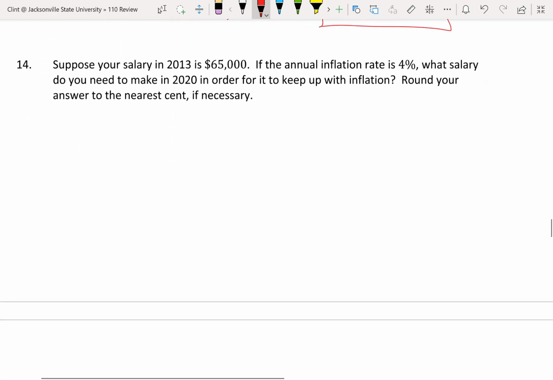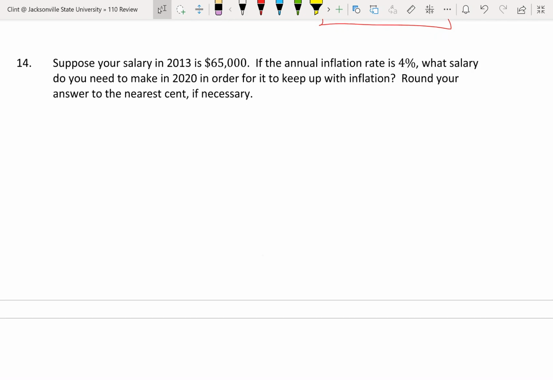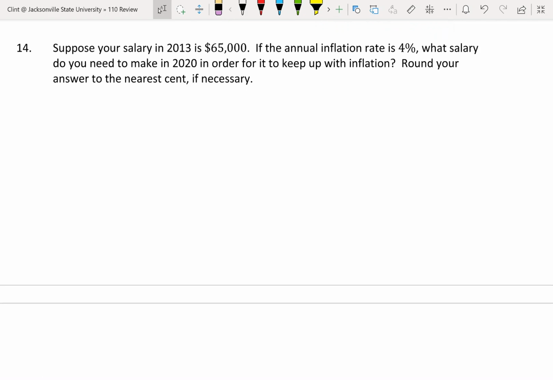14. Suppose your salary in 2013 is $65,000. The annual inflation rate is 4%. What salary do you need to make in 2020 in order for it to keep up with inflation? The wording on this one is a little bit trickier. It doesn't really nail down exactly which formula you should use. Okay, we're using this one again.